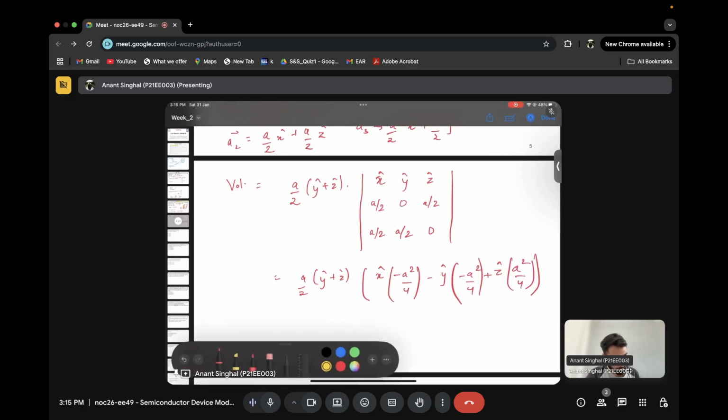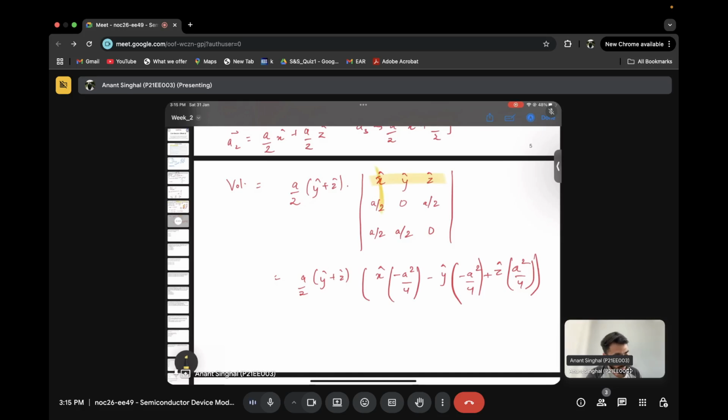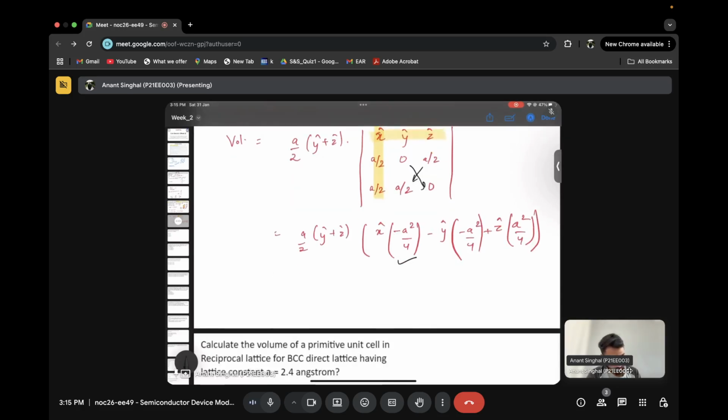Let me try to explain how I did that. For x, we do not take these two columns, and then we do the multiplication like this. I just multiplied this minus this, so this is what minus a square by 4 is. Similarly, I did it for y and z. Now if I try to calculate, this should be a by 2 times y plus z. If I take a square by 4 common from this, it should be minus x, sorry, this will be plus y and plus z.